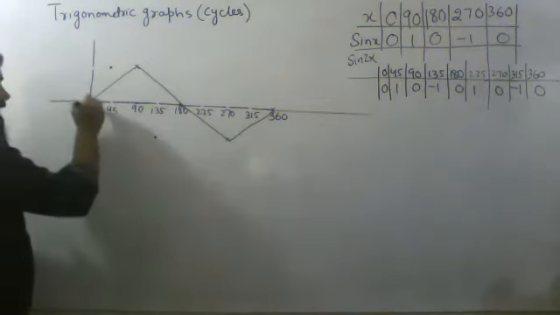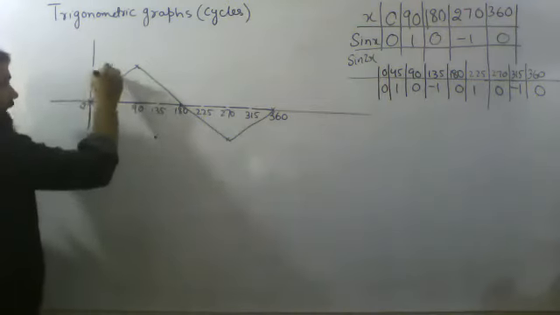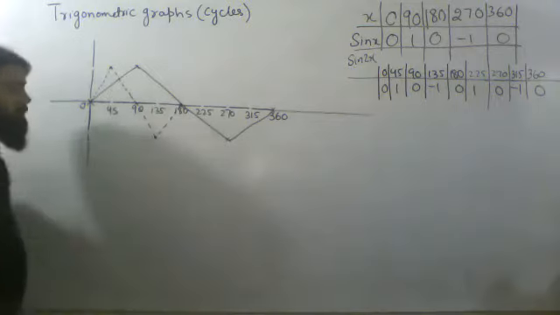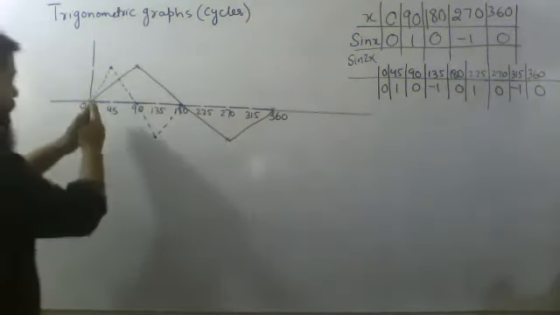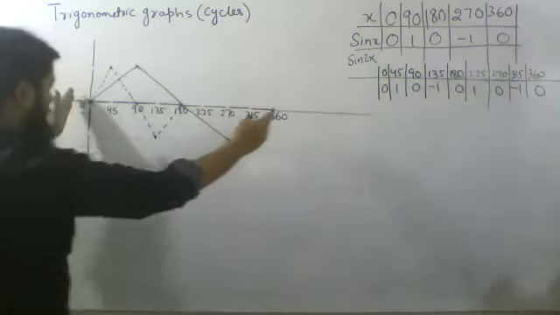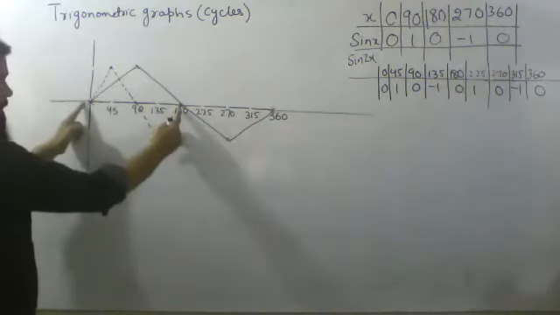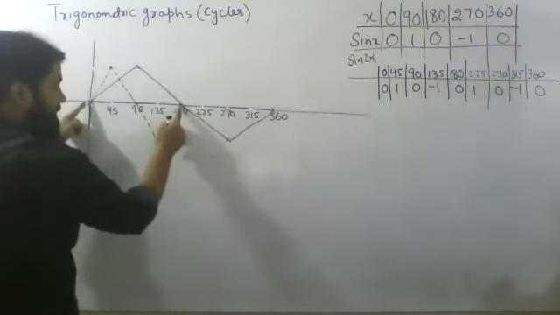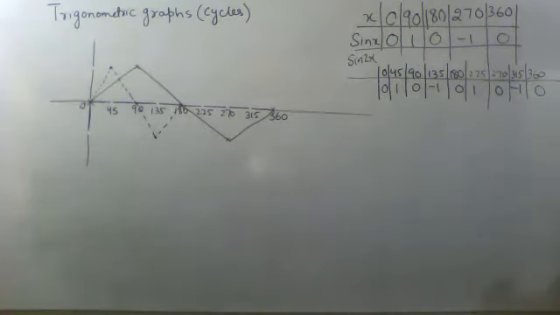So, when I connect it by the dotted line, see, what was spread in this region is now squeezed in this part. Originally it was from 0 to 360 degree. The whole cycle was coming. Now the whole cycle is squeezed over here.